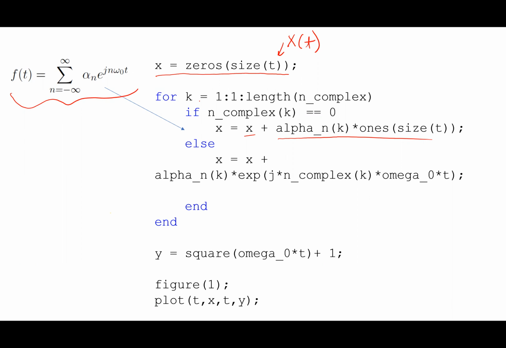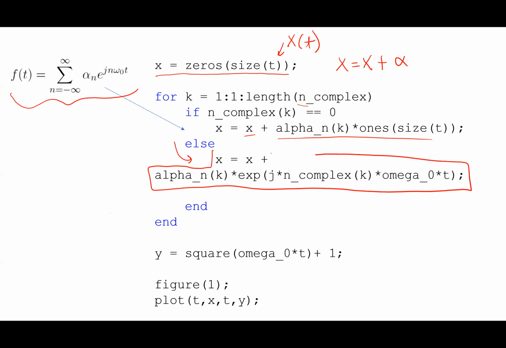Now, what's going on in my for loop here? So for k equal 1 in steps of 1 up to the length of n complex, what am I doing here? Forget the if piece. Let's jump to the else first. What am I doing? I'm saying x equals x plus alpha n of k times this whole expression. What am I doing here in this line? Because this is probably the most important line of the whole code here. What am I doing? Well, I'm mathematically writing out this function right here.